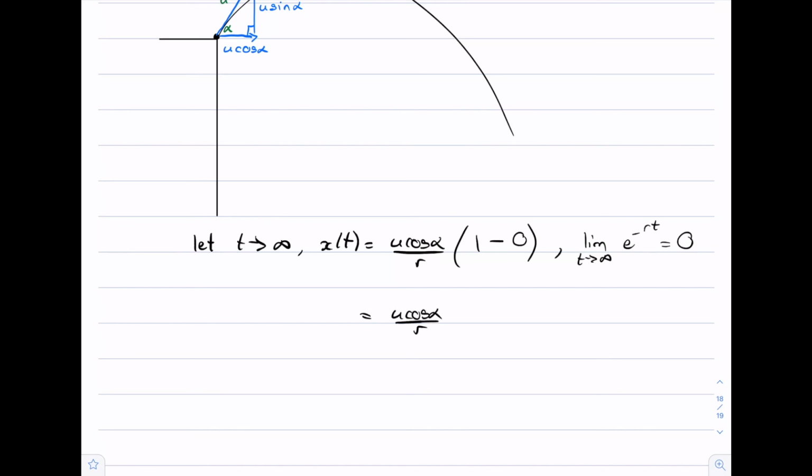So if we stand at a distance of u cos alpha over r away from the base here, we're 100% guaranteed to never be hit by the particle, no matter how long it takes for the particle to reach the ground. And that's the end of part 5 and the end of question 14.